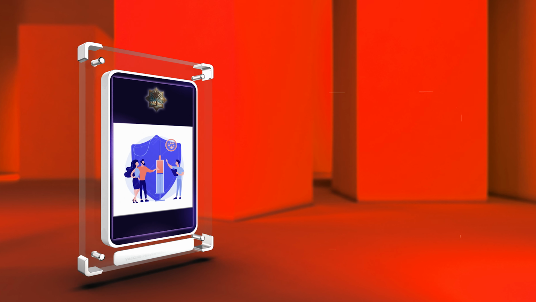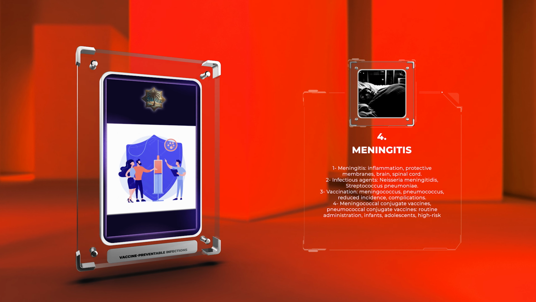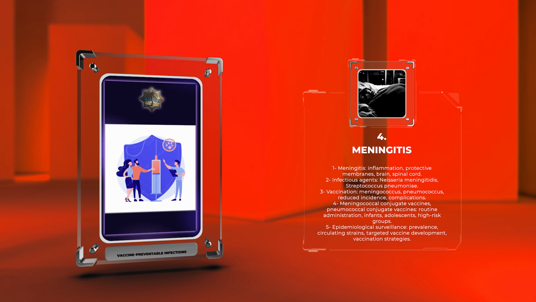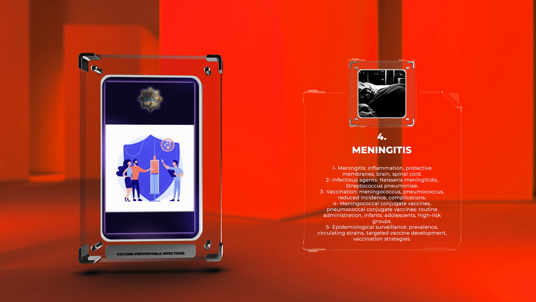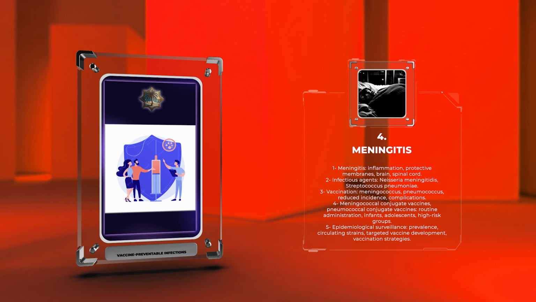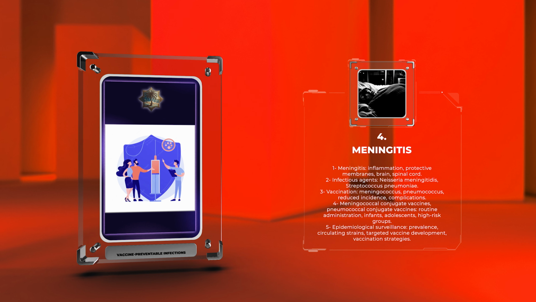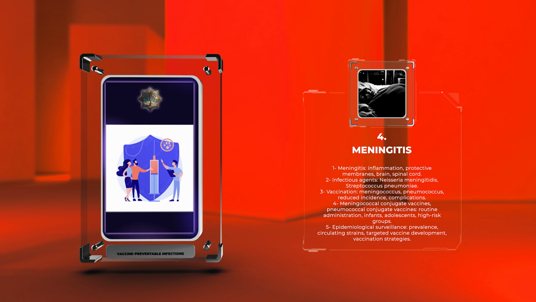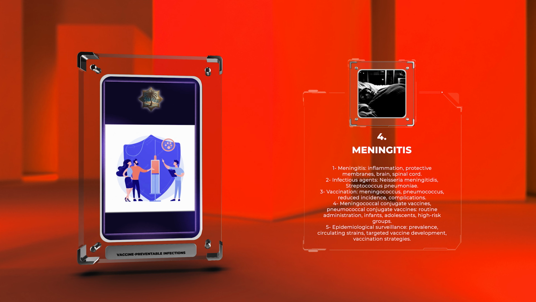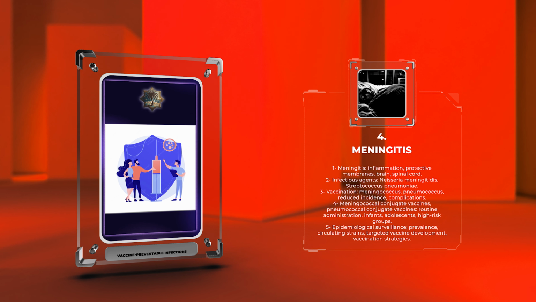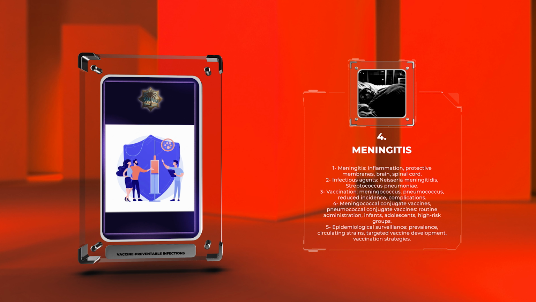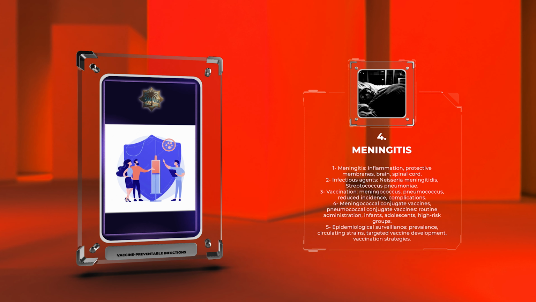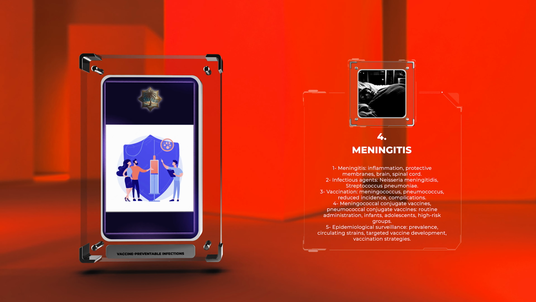Meningitis, characterized by inflammation of the protective membranes covering the brain and spinal cord, can be caused by several infectious agents, with Neisseria meningitidis, meningococcus, and Streptococcus pneumoniae, pneumococcus, being the leading bacterial pathogens. Vaccination against meningococcus and pneumococcus has significantly reduced the incidence of meningitis and related complications. Meningococcal conjugate vaccines and pneumococcal conjugate vaccines are routinely administered to infants, adolescents, and other high-risk groups. Epidemiological surveillance remains crucial in monitoring the prevalence and circulating strains of meningococcus and pneumococcus, allowing for targeted vaccine development and vaccination strategies.